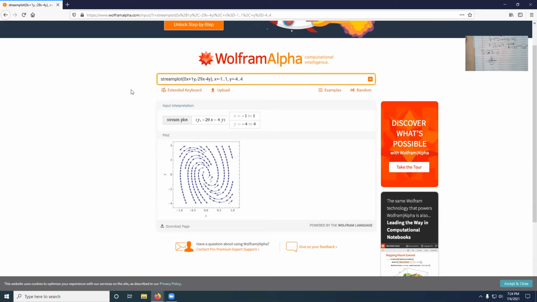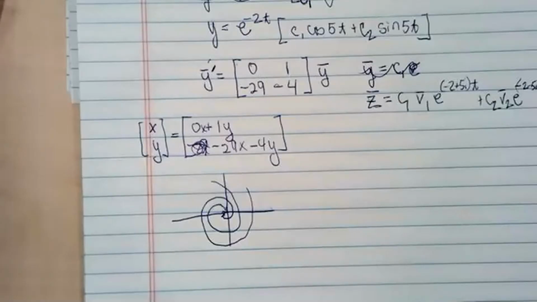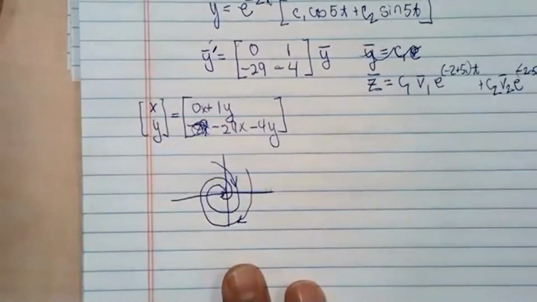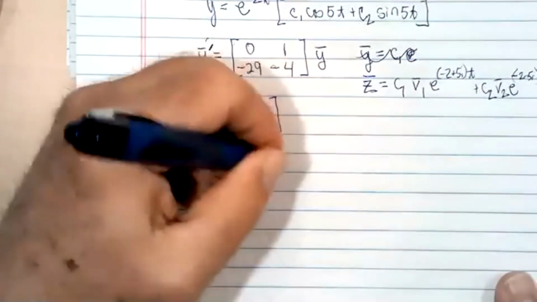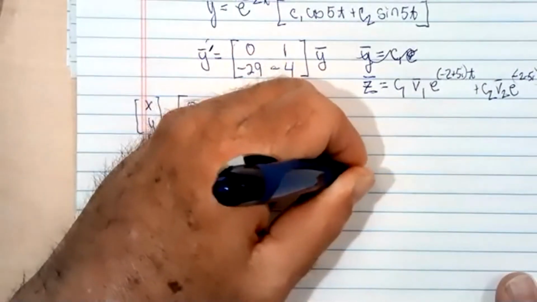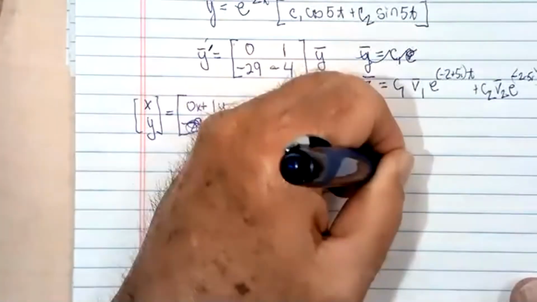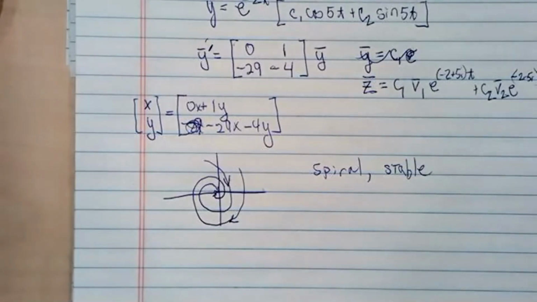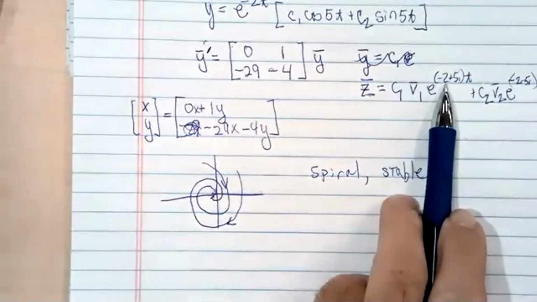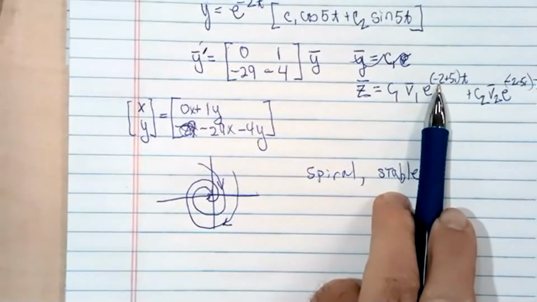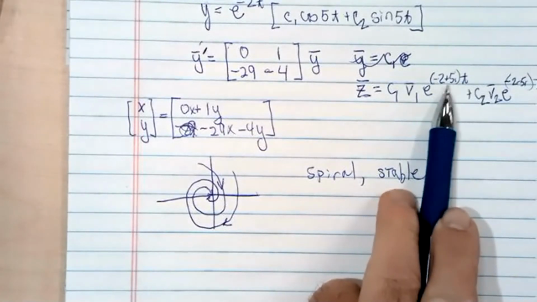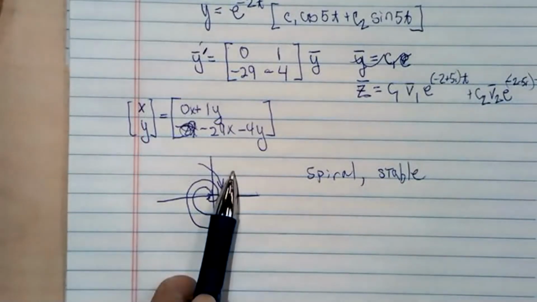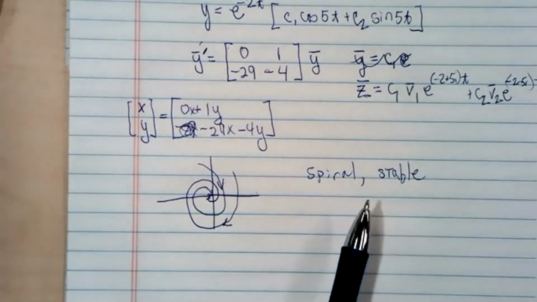more or less looks something like this. In this case, it was spiraling in a clockwise direction. This is called, surprisingly enough, a spiral, and this one is stable because it's spiraling in. Now, notice you could actually predict that here. You have minus 2 as the real part of this eigenvalue. If that had been a plus 2, it would spiral out. So that would be an unstable spiral.